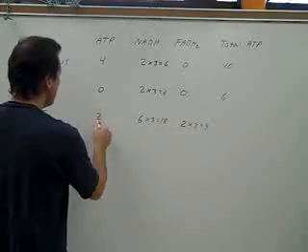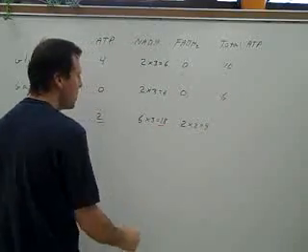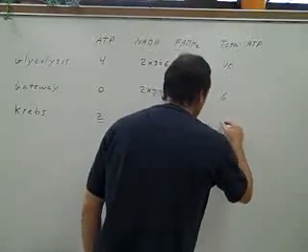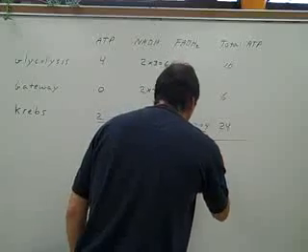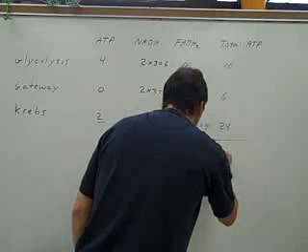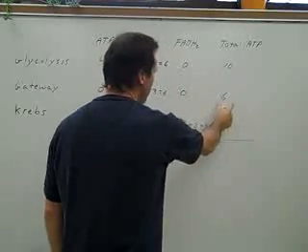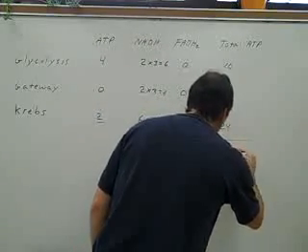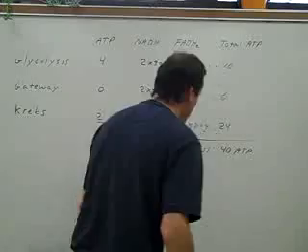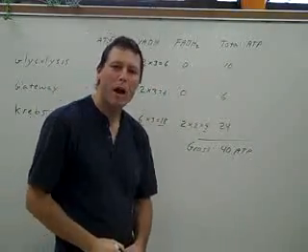So let's add up our numbers. 2 plus 18 is 20, plus 4 more is 24. Let's add these all up and call it our gross ATP. So 24 plus 6 is 30, plus 10 more is 40. So 40 ATP gross. However, that's not my profit.